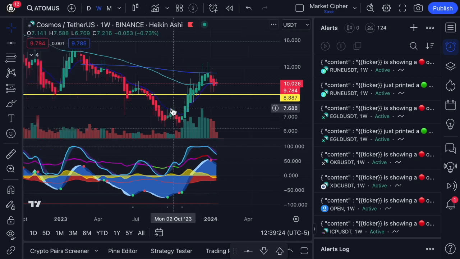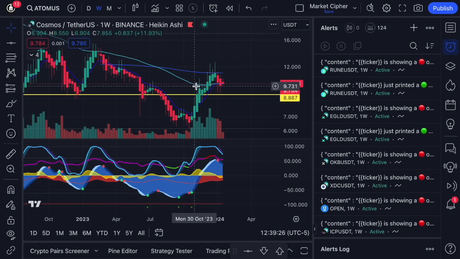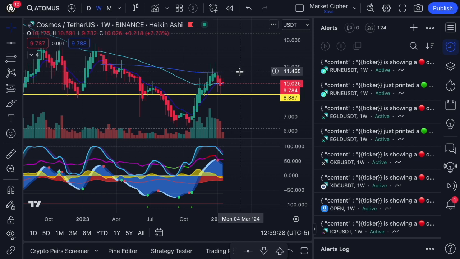You'll never go broke waiting for confirmation. Again, I like that it's sitting on that yearly average price. We'll see where this thing goes. If this thing pumps next week, there'll be a green dot.